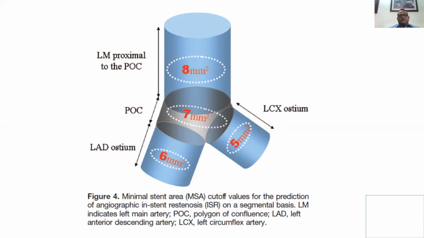But it doesn't mean that you are not supposed to achieve an area bigger than this. Sometimes the vessel size is large, and then you can achieve an area bigger than, say, 5, 6, 7, 8.